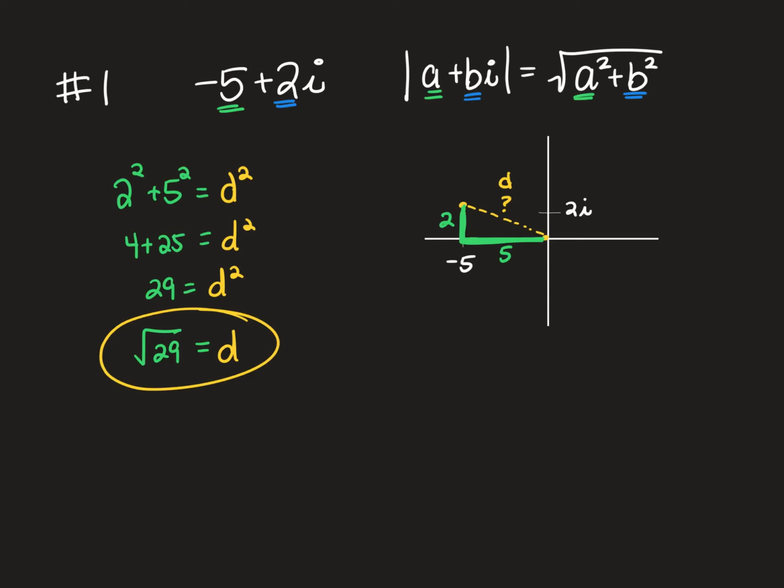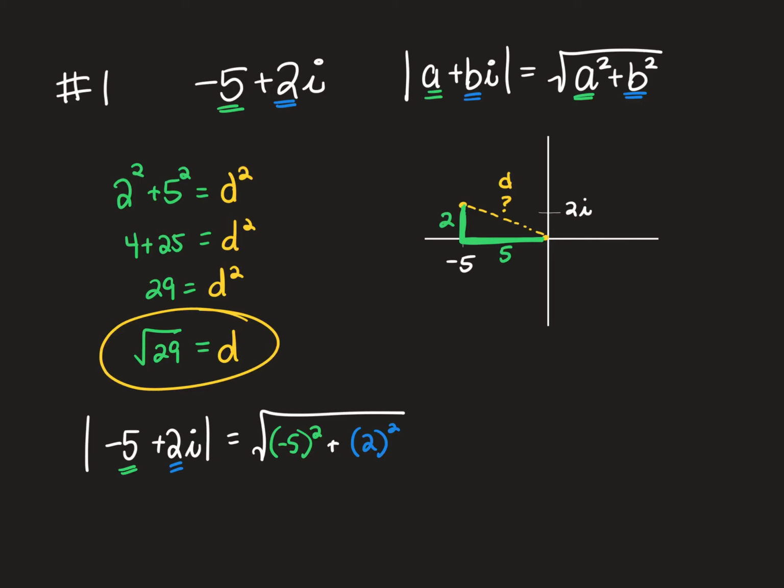So if I wanted to use that absolute value formula, I could do the square root of, and I would take -5. Let me do that in the same color here. That's our a value, -5 squared plus b squared, which is the coefficient of the imaginary component. So 2 squared. Notice I don't include i there, right?